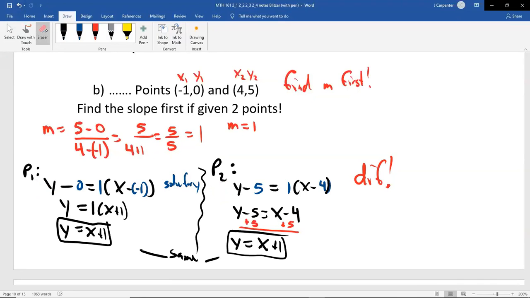So it doesn't matter which point you plug into the point slope form if you have options, because by the time you get to the y equals format, they should be the same. This is actually a really good practice concept to make sure that your arithmetic is, pardon the pun, on point.